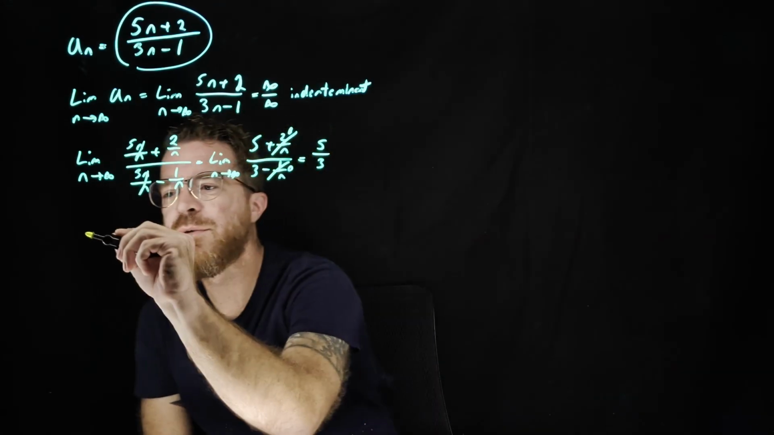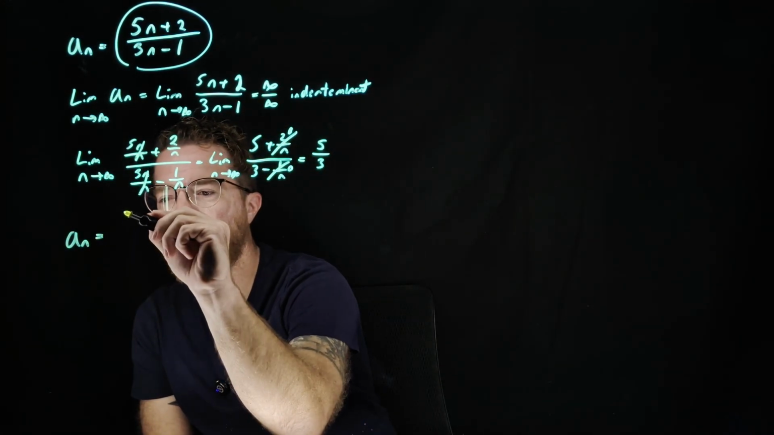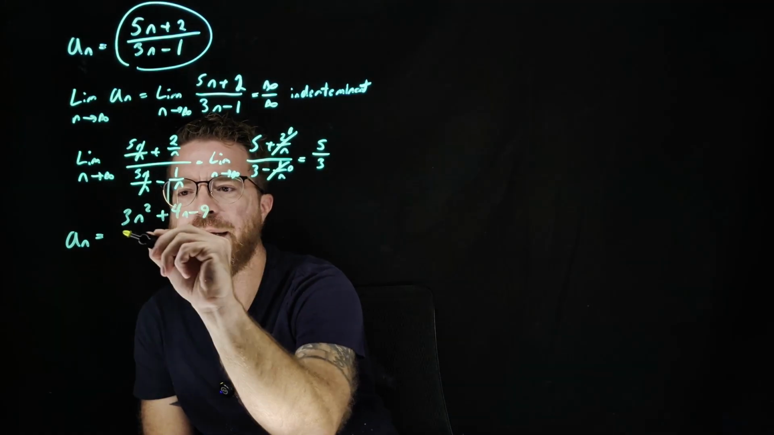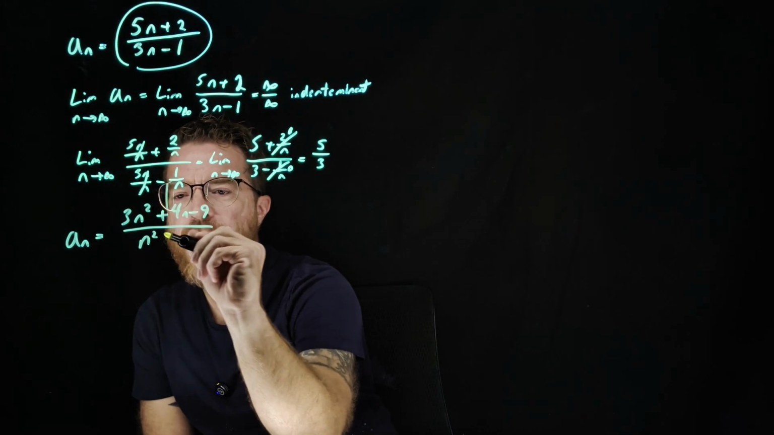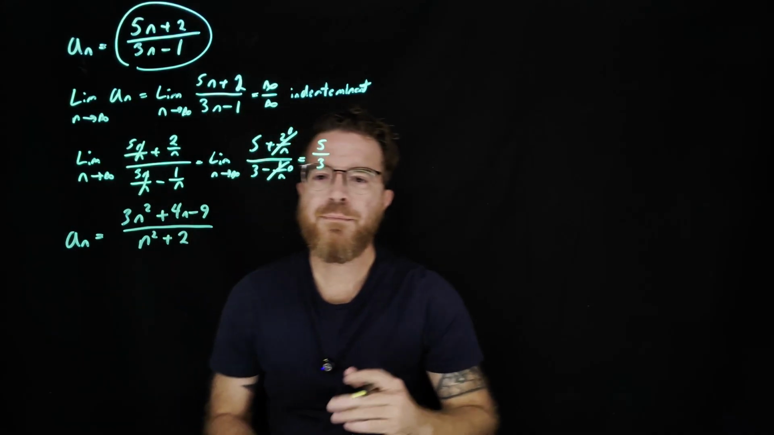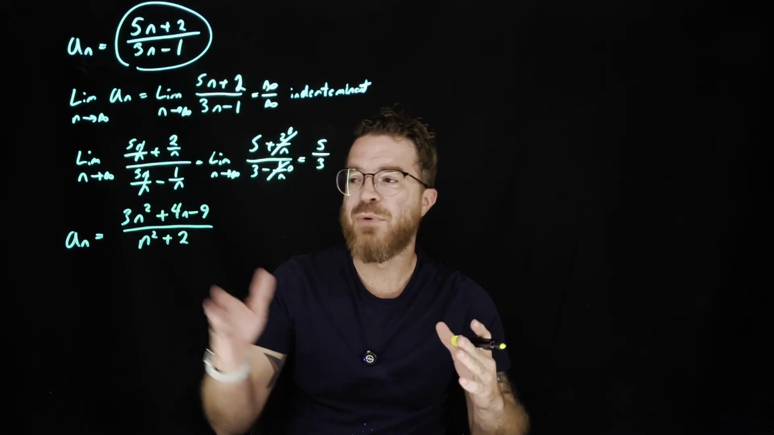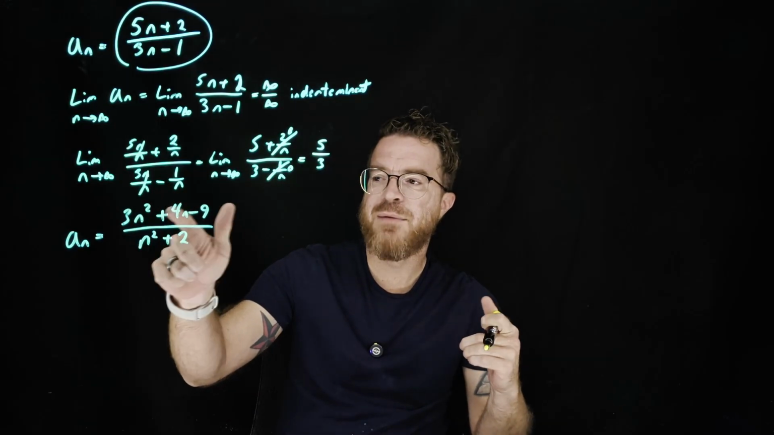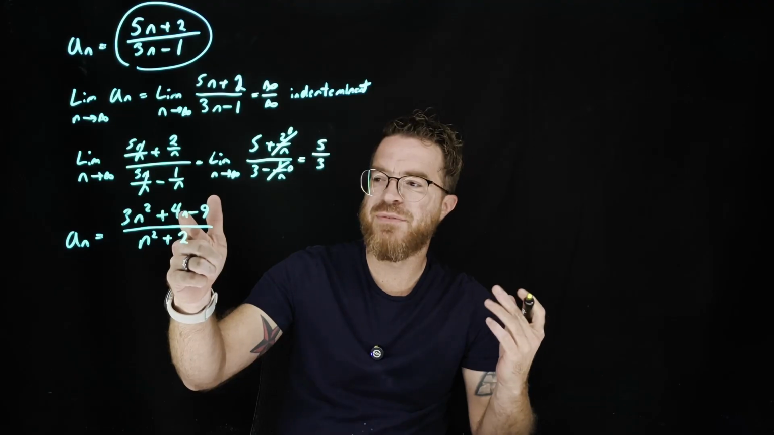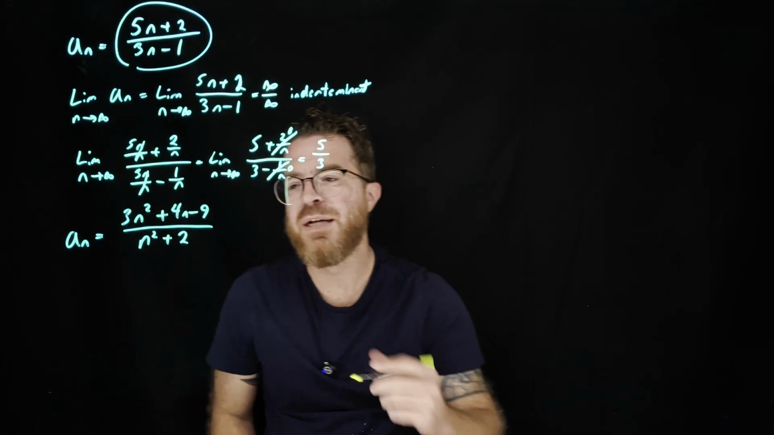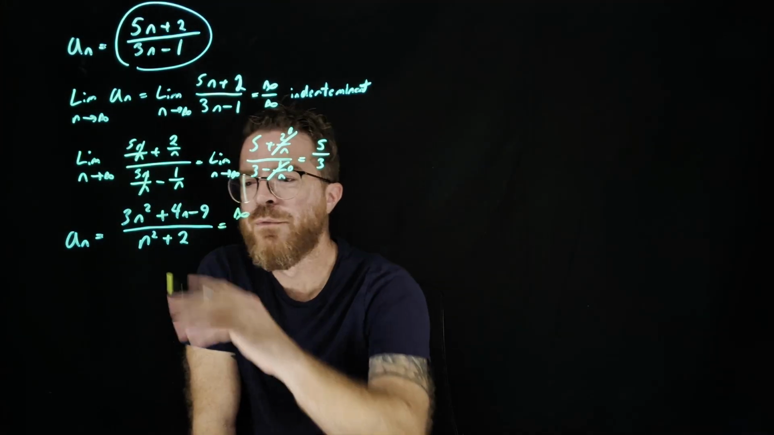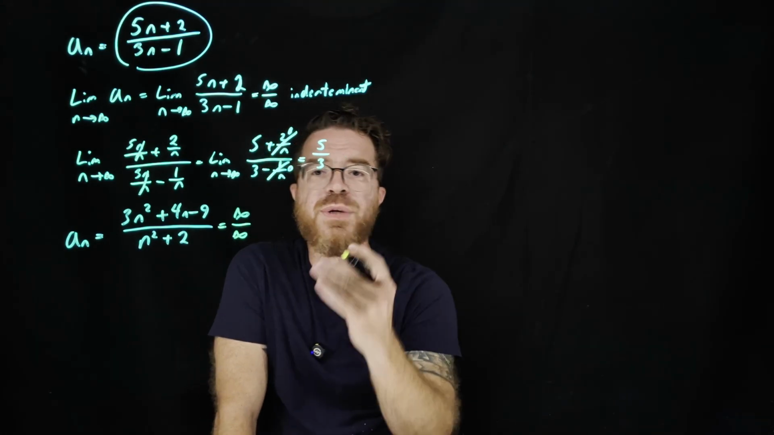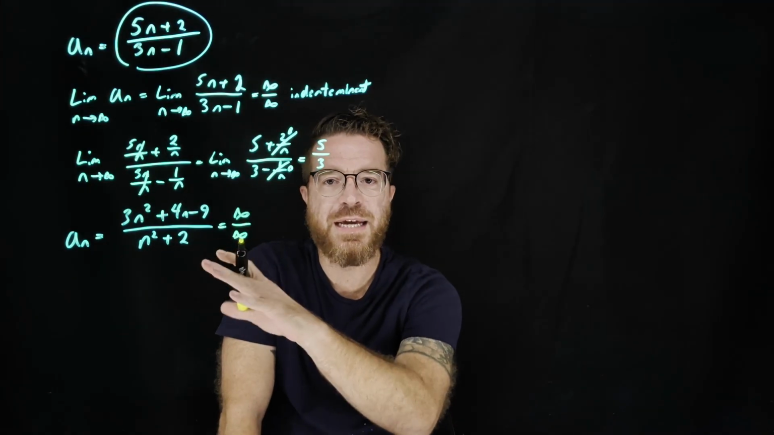Now for our second sequence, we have a_n equal to (3n squared + 4n - 9) divided by (n squared + 2). This is going to be the same basic idea of what we just did. We're going to plug in infinity: n squared, so infinity squared times 3 is still infinity, plus 4n, which is 4 times infinity, which is infinity. So infinity plus infinity is infinity, minus 9, still infinity. We plug in infinity squared plus 2, still infinity. Again, this is going to be indeterminate, so we need to change the form of this so we can take the limit.